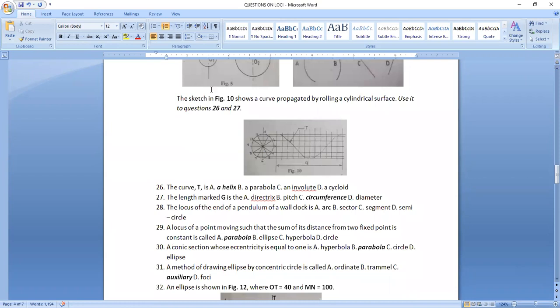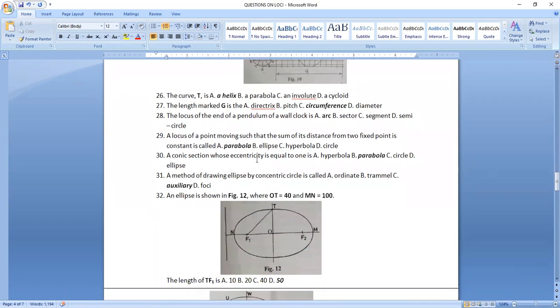This question we have to use to answer question 26 and 27. Here we have that the curve T is a helix. So as I've said before, the length marked G is the circumference. Distance from here to here is equal to the circumference of the circle.